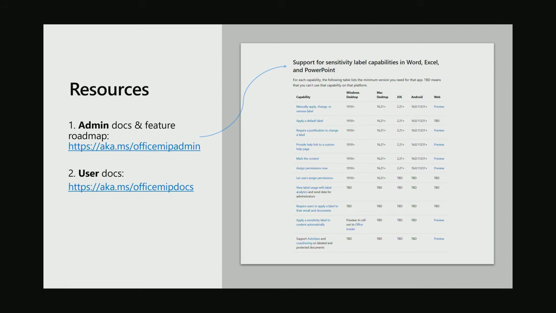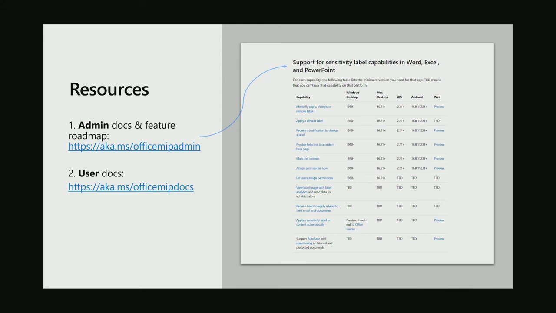All right, so resources. I would really like for you to take away these two links. They link to each other, so even if you just get the first one, you're good. But the first one here, this admin-focused documentation and feature roadmap, this is really useful because being a subscription product where we iterate and we have releases every month, if you're on monthly channel for Windows, we are constantly adding new features and rolling out updates that have more and more sensitivity labeling functionality built in.